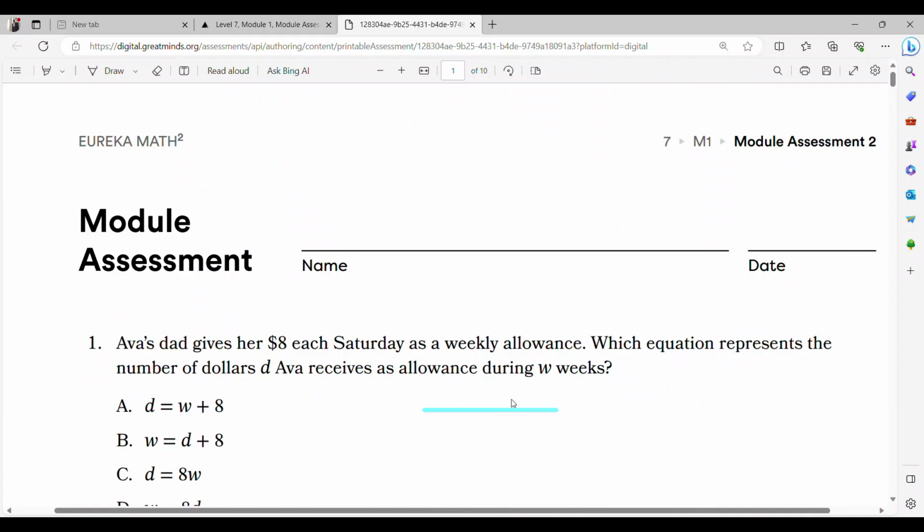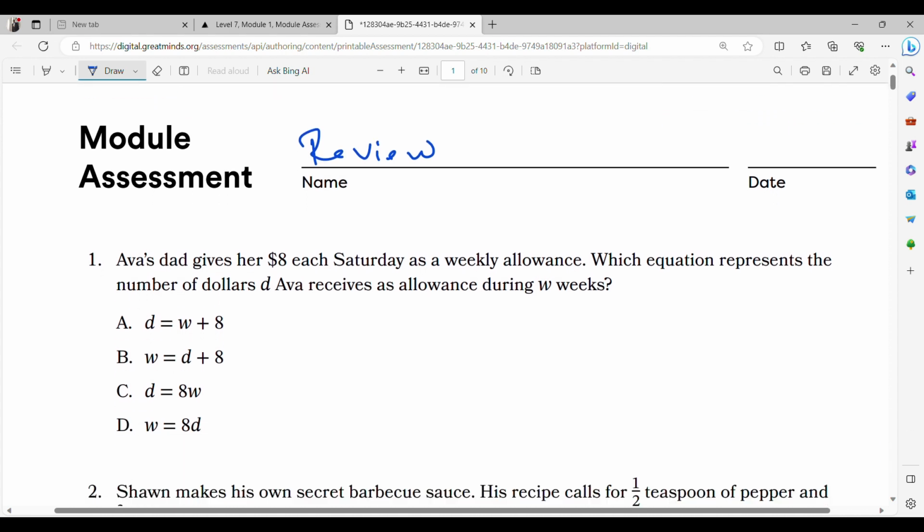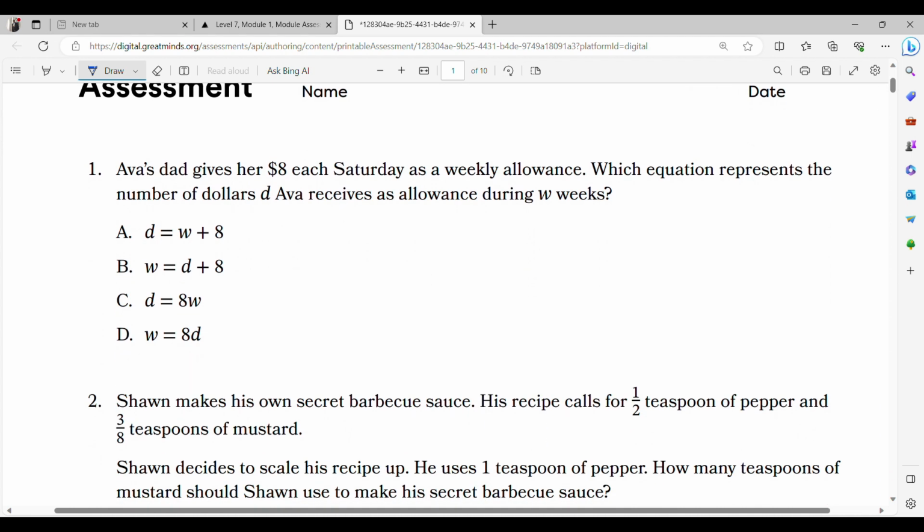Okay, so we're going to do a review of Assessment 2 for Mod 1 in our 7th grade Eureka Math Squared. Alright, so this is our review. Alright, let's get right into it.